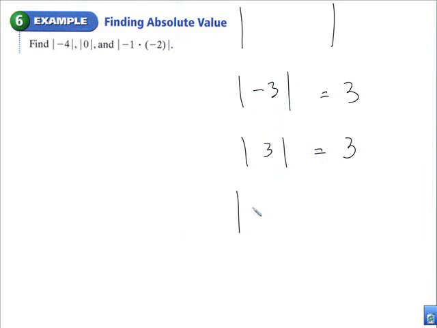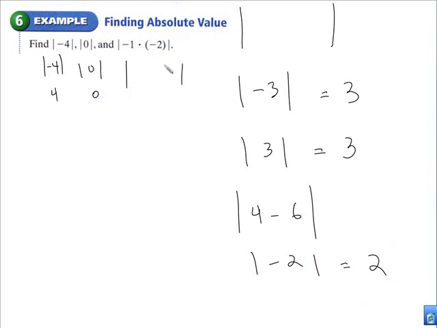Now let's say it's something like 4 minus 6. You've got to work this out first. This gives you negative 2, and the absolute value of negative 2 gives you 2. So whatever your final result is, just make it positive. Over here the absolute value of negative 4 is going to equal 4. The absolute value of 0 is 0. Over here multiply this first. This will give you positive 2. The absolute value of positive 2 is going to be 2.